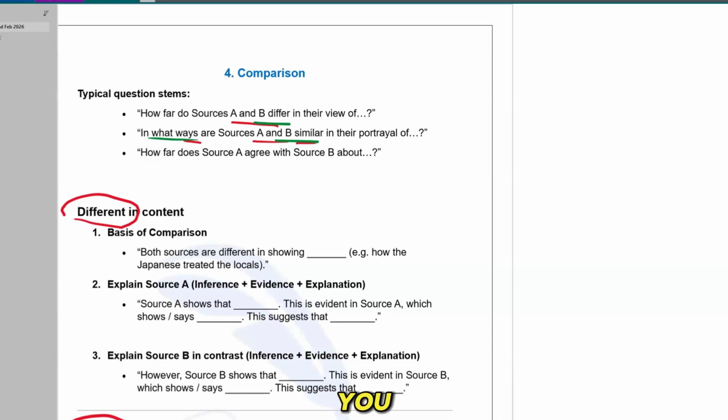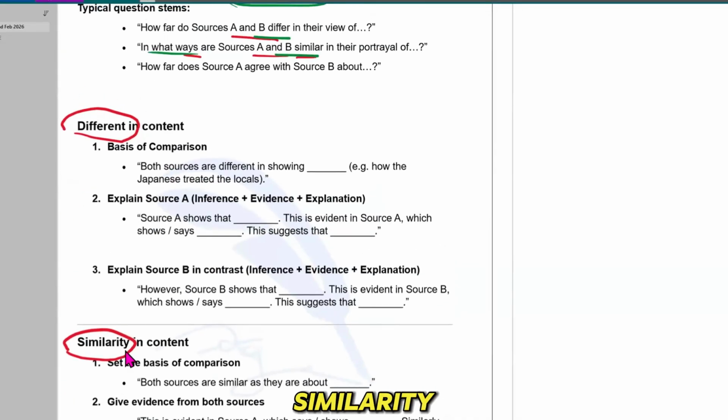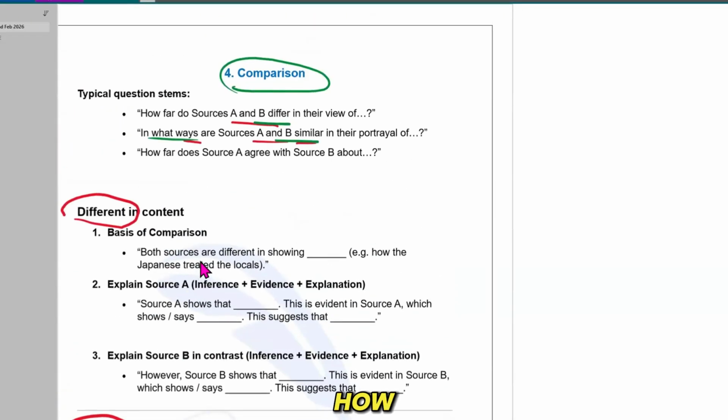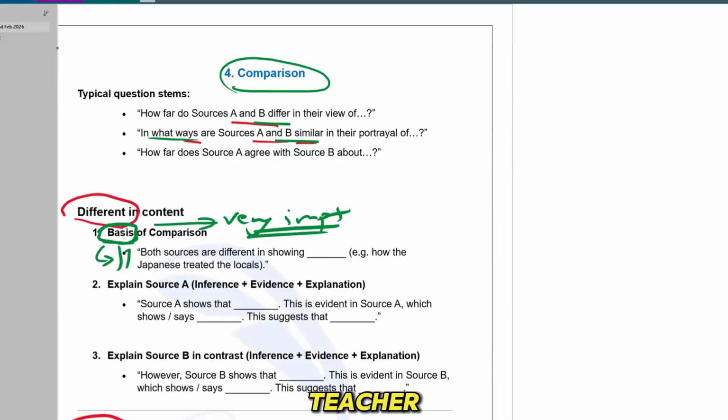Immediately see, look at the question, you must immediately know that this is a comparison skill. They're asking you to compare two sources. So when you compare two sources, you can do the difference and then you can do the similarity. How to do it? Let's say you're doing difference, we always start our answer with the basis. The basis of comparison. This is very important. Without this line, without the basis, you will not do very well. You must always tell the teacher when you start your answer, what are you comparing about?